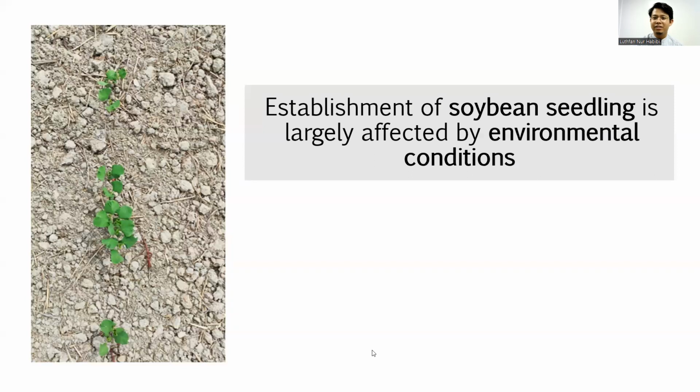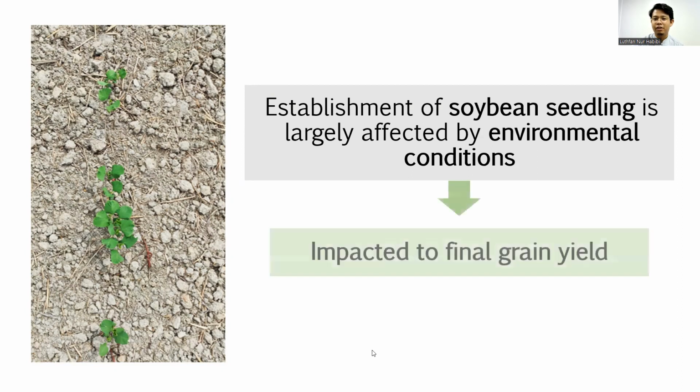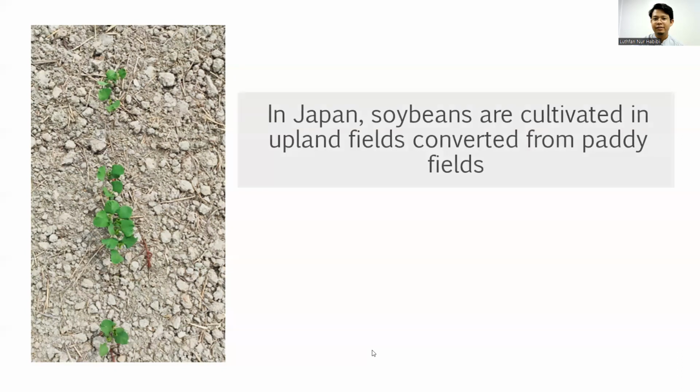The establishment of soybean seedlings is largely affected by environmental conditions, including precipitation and soil properties, which often affect the final yield. Here in Japan, most of the soybean is cultivated in upland fields converted from paddy fields. We usually sow the seed right after the rainy season in July.